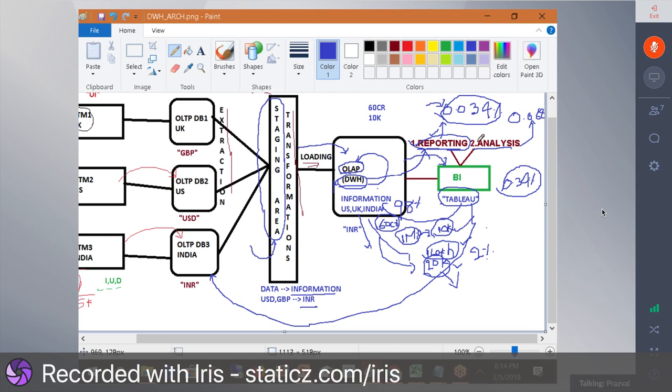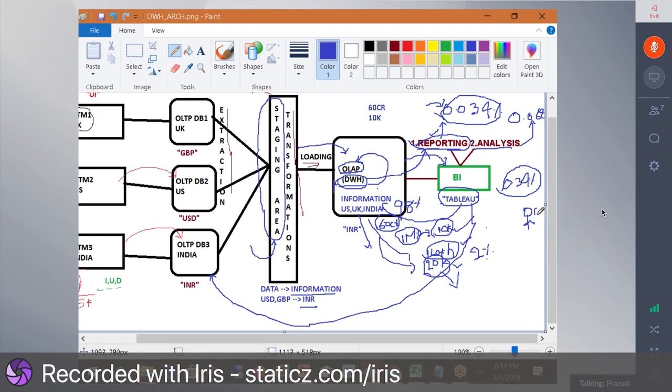So that is the reason the data warehouse is also known as OLAP. OLAP stands for online analytical processing system. Now, after getting the required reporting and analysis, who is going to act on the report or see the analysis? The management of the ICICI Bank.